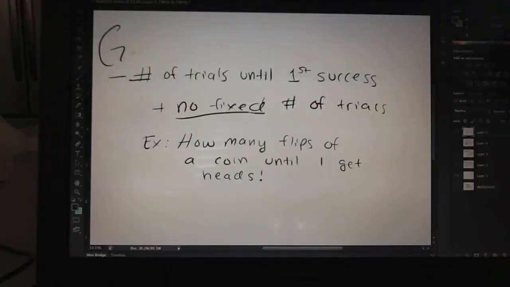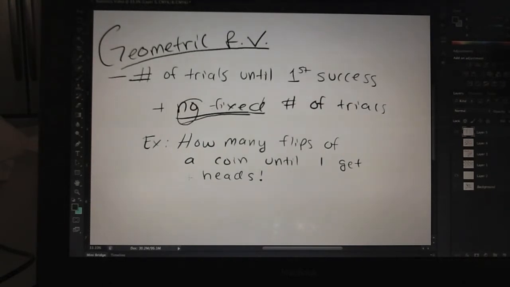Okay, so we're going to talk about geometric random variables, and it is the number of trials until the first success. And there is no fixed number of trials. So an example of that could be, how many flips of a coin until I get a heads?